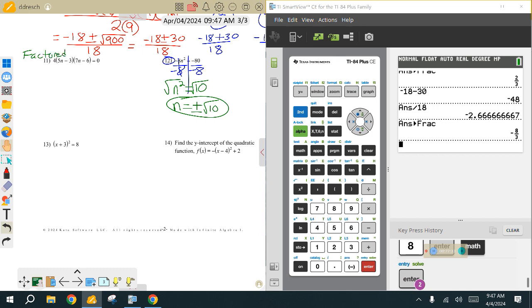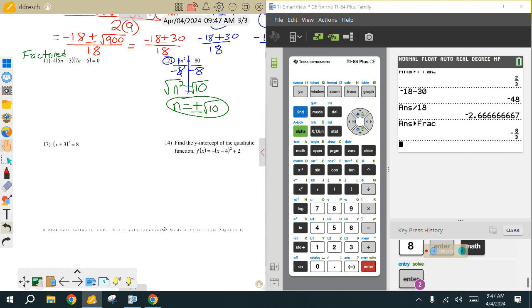This one was gifted to you, so don't throw away this gift. Don't go and distribute this on through. You're going to make your life so much more difficult than it needs to be. It's already set for you. Give me my solutions. Use your zero product property. You need to realize the structure that's there.